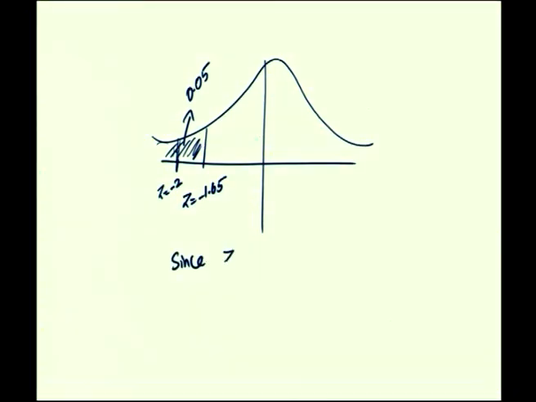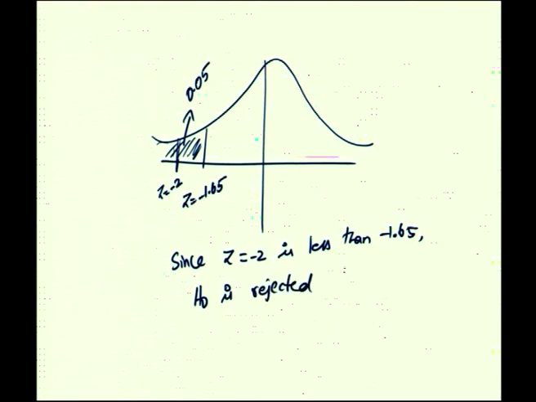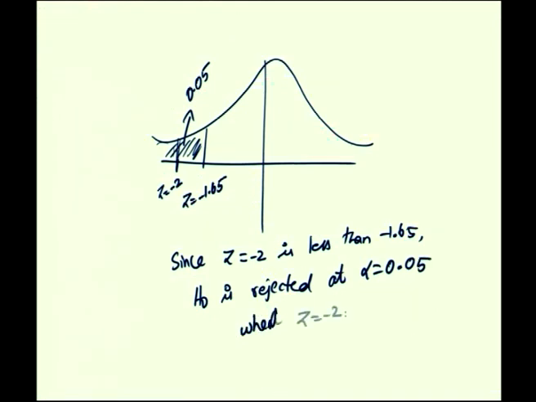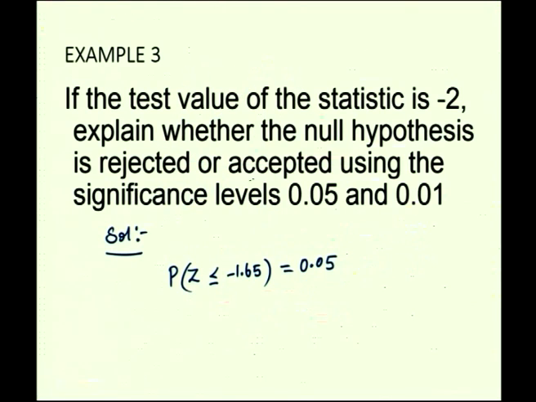The explanation goes like that: since Z equal to -2 is less than minus 1.65 and it lies in the critical region, therefore H naught is rejected at alpha equal to 0.05 when the statistic value is Z equal to -2. You are also asked to test whether the null hypothesis is rejected or accepted at 0.01.